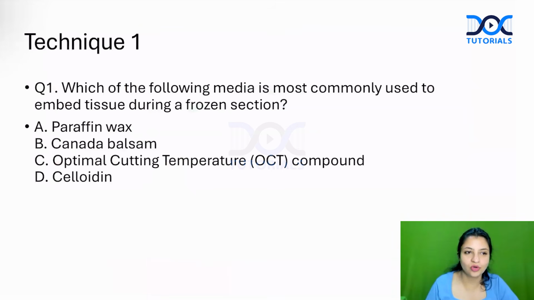Now let's come to the question. Question number 1. Which of the following media is used to embed the tissue in frozen section? So everybody should answer, okay? So which of the following is media used to embed tissue in the frozen section?